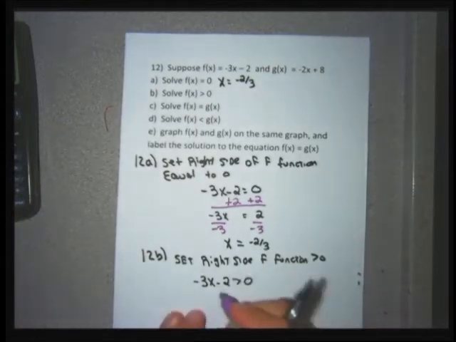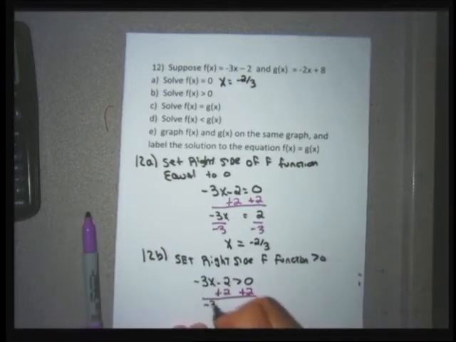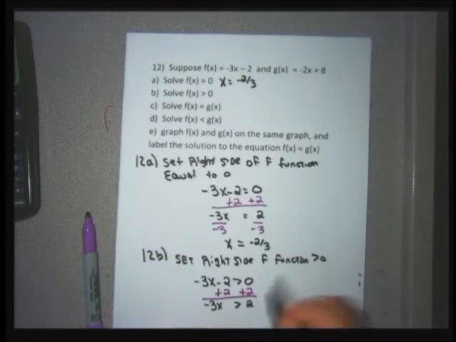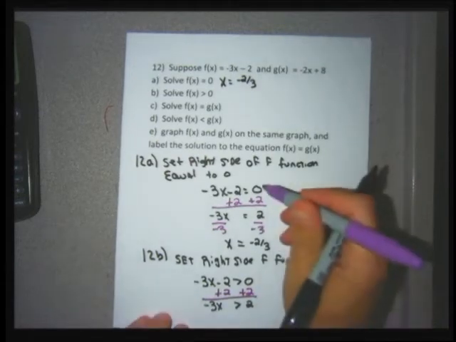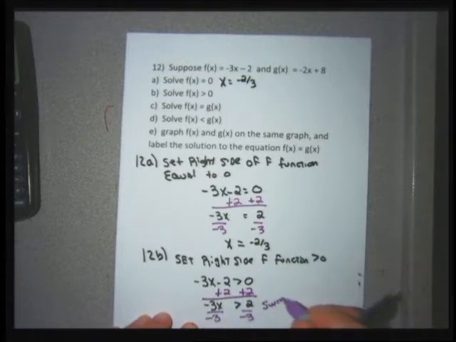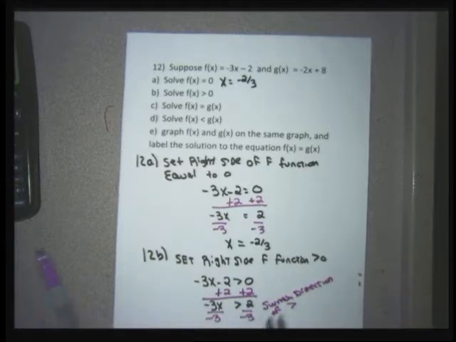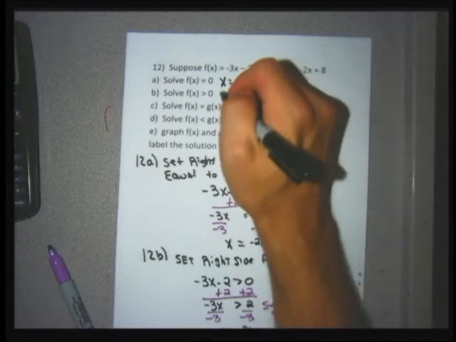The algebra is almost going to be identical to part A, but when you're dealing with inequalities, if you have to divide by a negative or multiply by a negative to solve for the variable, you switch the direction of the inequality. So the first step in part A and part B are the same. The second step is the same, except because I'm dividing by a negative 3, I have to switch the direction of the greater than and make it a less than. So the answer to part B is going to be x is less than negative 2/3, and not x is greater than negative 2/3.